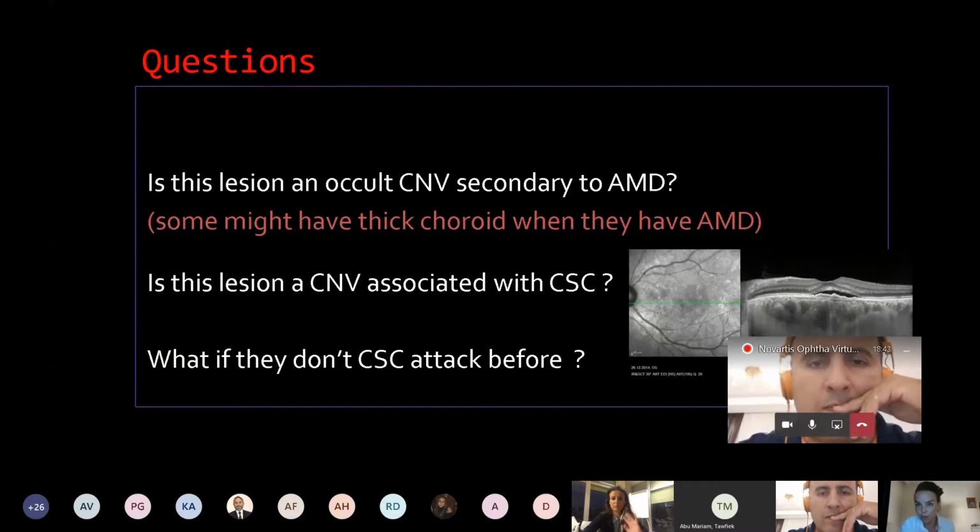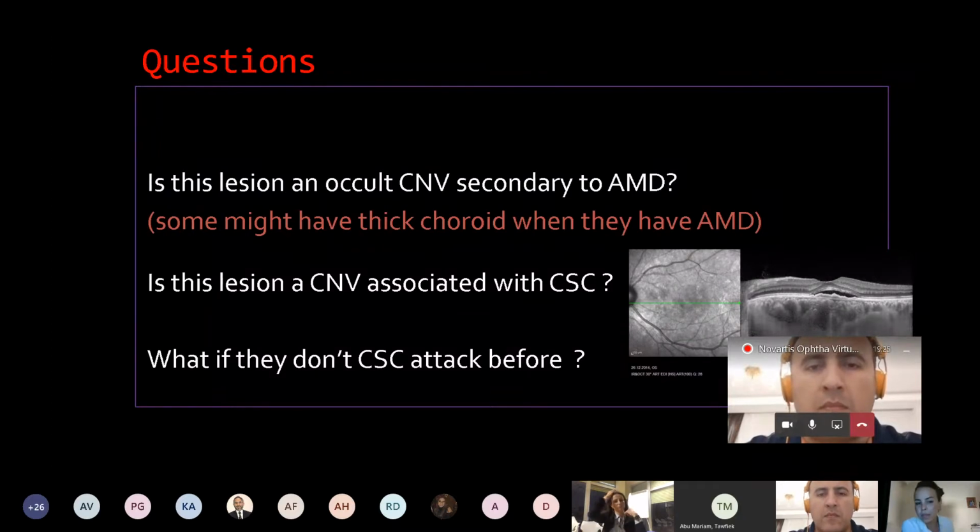However, it is not AMD all the time. And the question is that we have a new thing, thick choroid, thick Haller layer vessels, and over it we have choroidal neovascularization. What is it? Is this an occult choroidal neovascularization secondary to AMD? Might be, because some people have mildly thick choroid when they are young, and then they may develop AMD in the future when they are older. Might be, but it is unlikely because these cases are usually younger than AMD cases, and they don't have drusen or any other characteristics typical for AMD.